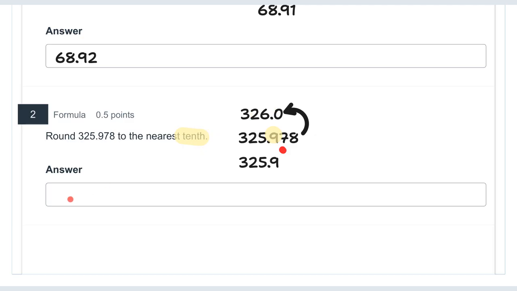Now, when we put the answer in the box, because we are rounding to the 10th, we want to make sure that the last digit of our answer is in the 10th spot. If we just put 326 in this box, because that's the same as 326.0, Canvas wouldn't mark it wrong. But if we want to be really, really picky, since we are rounding to the 10th, we should display our answer to the 10th place.